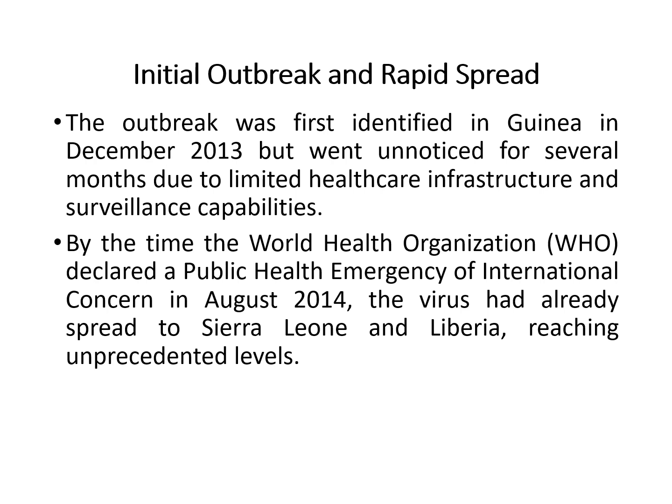Initial outbreak and rapid spread. The outbreak was first identified in Guinea in December 2013, but went unnoticed for several months due to limited healthcare infrastructure and surveillance capacities. It appeared there, people got infected, many might have died, and there was no proper documentation and structure, so people could not get proper information about it. By the time the World Health Organization declared a public health emergency of international concern in August 2014, the virus had already spread to Sierra Leone and Liberia, reaching unprecedented levels.